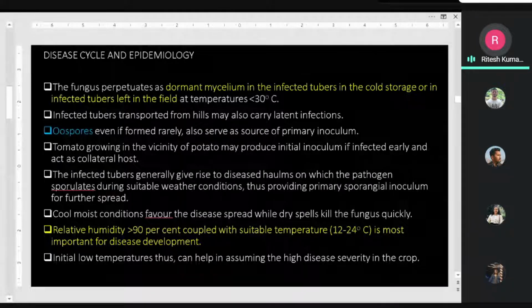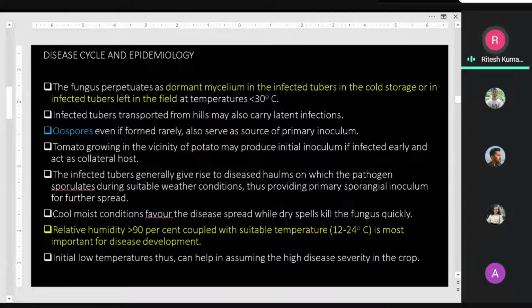Generally a temperature range of 12 to 24 degrees Celsius is very conducive. It requires high humidity. Sporulation does not take place below 75% relative humidity. The optimum day temperature required by Phytophthora infestans is 18 to 20 degrees Celsius, and the night temperature is 10 to 20 degrees Celsius. Light rains, cloudy weather, and intermittent rain are very important for development of epidemics. So this is a big problem.